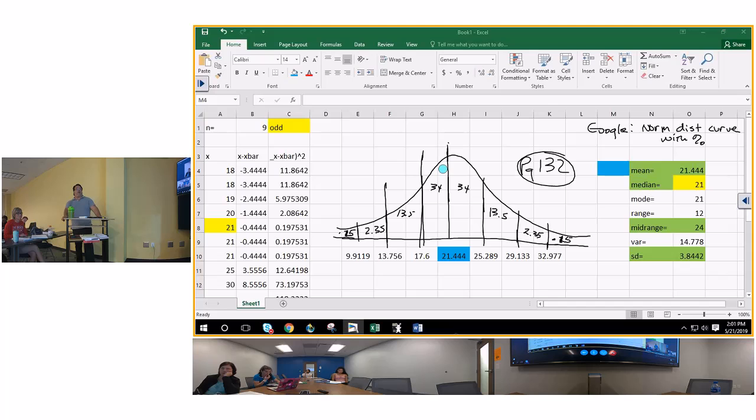If I said, what's the percentage of people between 17 years old and 25 years old? 34 and 34, which is 68%. I said between 17 and 25. You got to read the bottom. Now I'm just doing the first two numbers. I'm not doing the decimals. Actually, you're supposed to say between 17.6 years old and 25.29 years old. But what's wrong with that? Nobody's 0.29 years old.